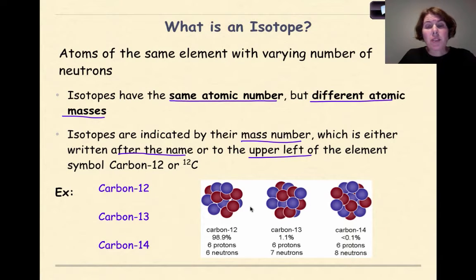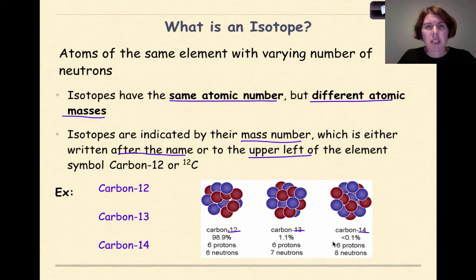And here they're represented basically as nuclei. In this nucleus right here, we have 6 protons and 6 neutrons. In this nucleus right here, we have 6 protons and 7 neutrons. And in this nucleus right here, we have 6 protons and 8 neutrons. So in each case down here, the number of protons are the same, but the neutrons are different, which gives us these different mass numbers that you see right down here.